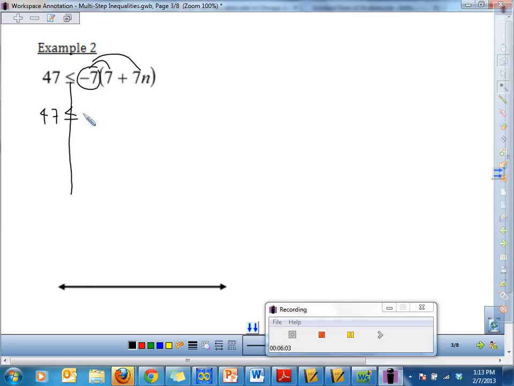So negative 7 times 7 is negative 49. Negative 7 times 7n is negative 7n. I'm sorry, negative 49n. Now this side is simplified. There's no distributing and no combining. So I'm going to go ahead and start solving. First, I'm going to undo my minus 49 by adding 49 to both sides.